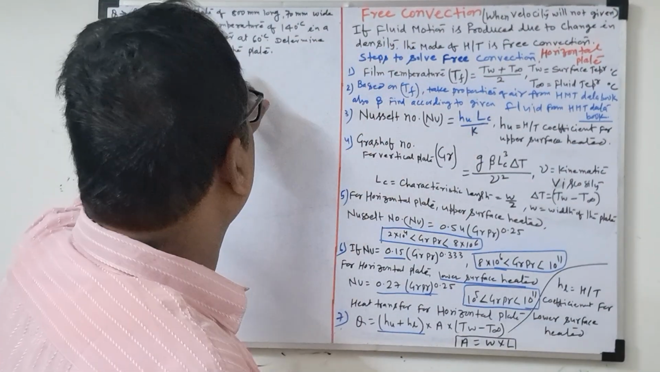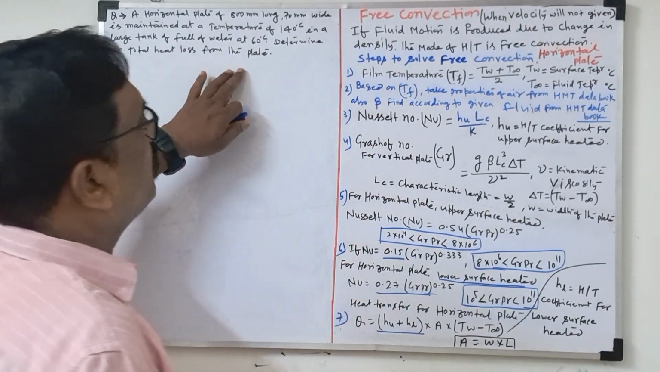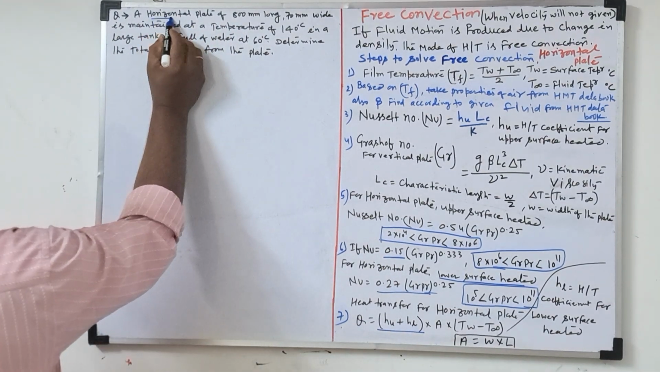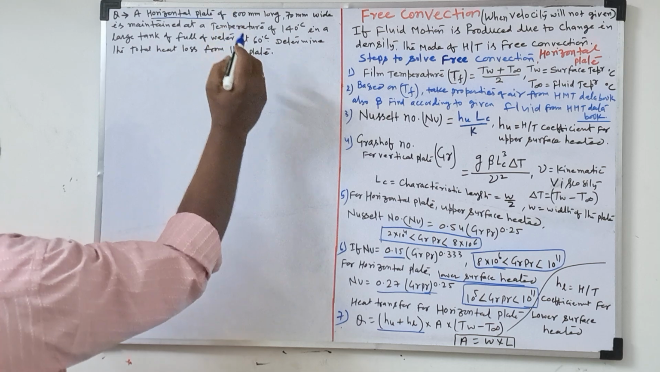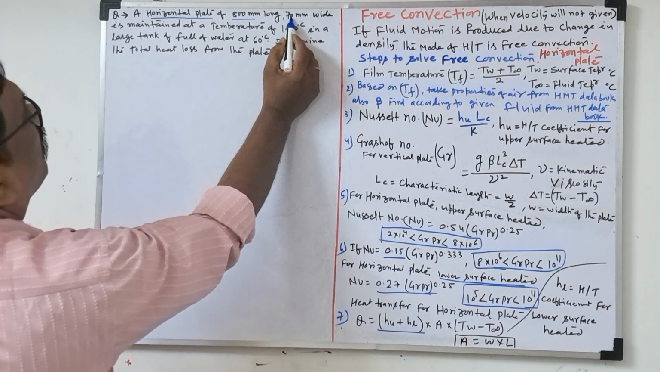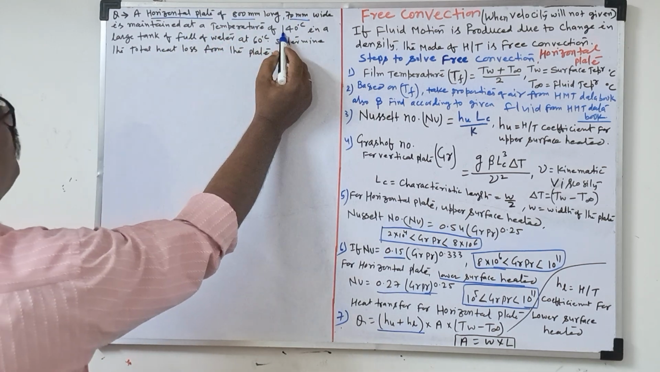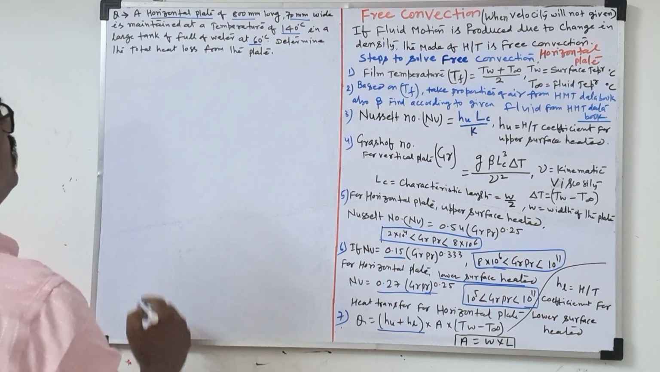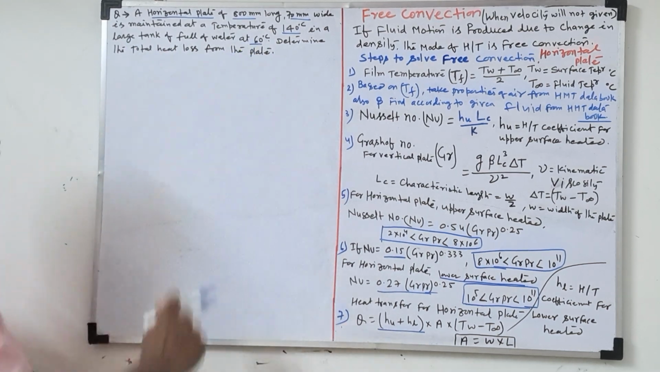Today I am going to solve the free convection problem, but with the horizontal plate. Vertical plate questions we already solved. So what is the horizontal plate? How will we solve it? They have given a plate 800 mm long, 70 mm wide, maintained at a temperature of 140 degrees Celsius in a large tank full of water at 60 degrees Celsius. Determine the heat loss from the plate.